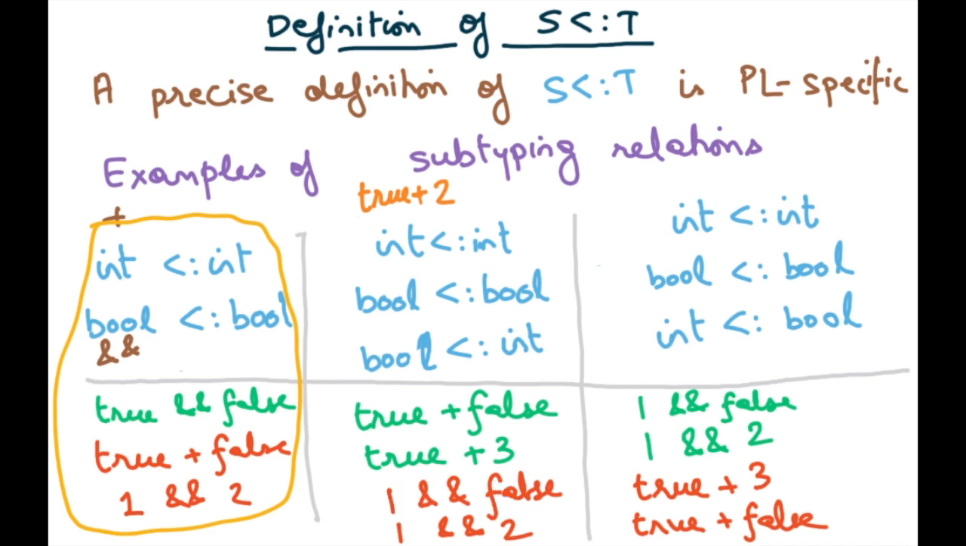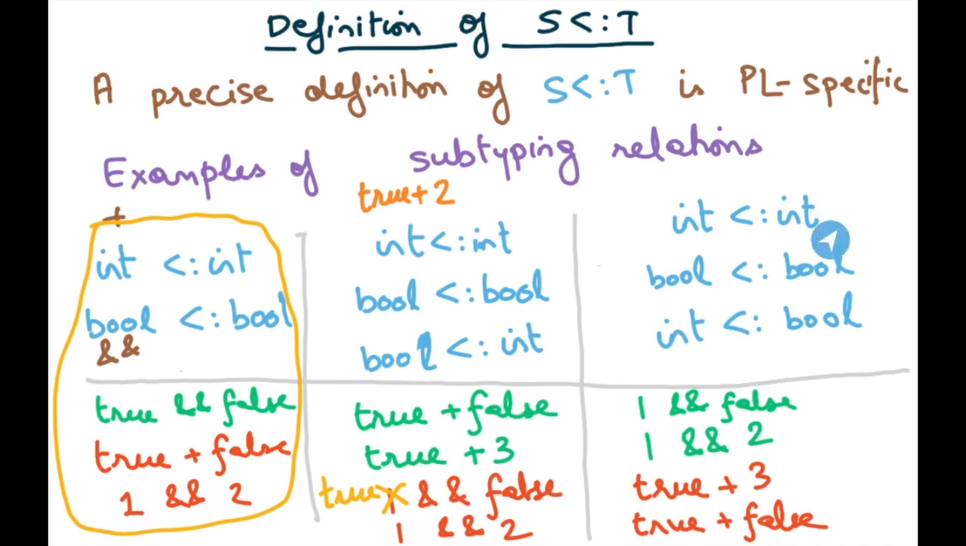So for example, 1 logical AND with false is incorrect, because I expected a term of type bool. Maybe I wanted to use a true here. Similarly, 1 logical AND with 2 is incorrect because we expected a bool but we are getting an int, and int is not a subtype of bool. It's the other way around. Bool is a subtype of int, but int is not a subtype of bool, and so 1 AND 2 is wrong. But because bool is a subtype of int, true plus false is correct.